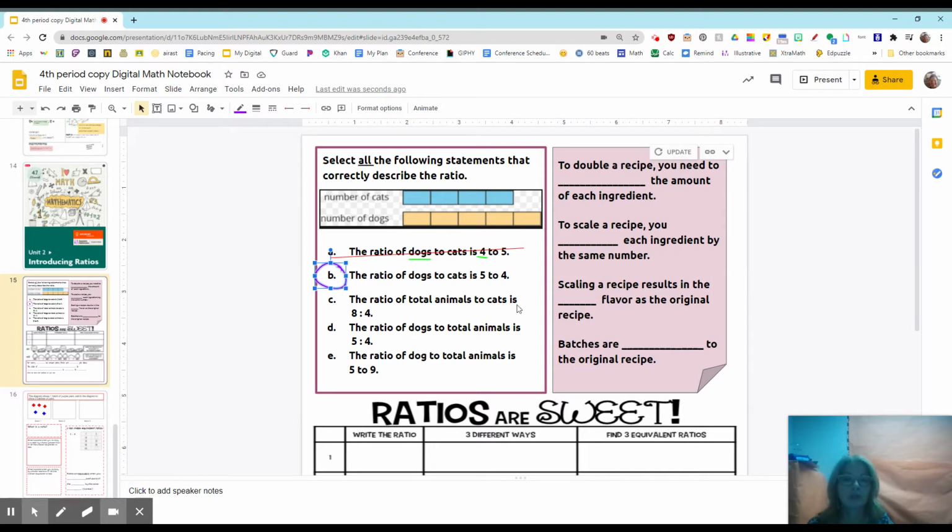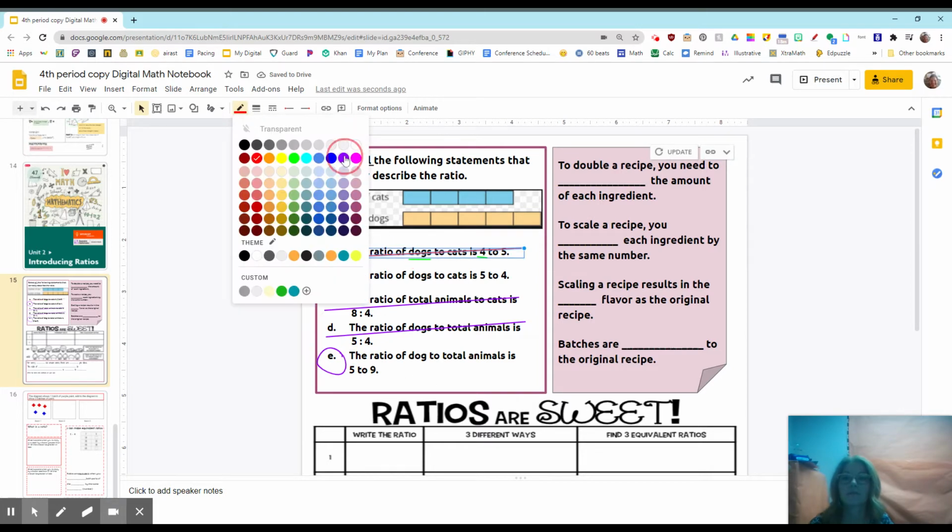Alrighty, ratio of total animals to cats is 8 to 4. If I count 1, 2, 3, 4, 5, 6, 7, 8, 9, there are not 8 total animals, so I know that would be incorrect. The ratio of dogs to total animals is 5 to 4. Well, there are 5 dogs, but there are not 4 total animals, so that is also incorrect. And then the ratio of dogs to total animals is 5 to 9. That is another true statement, so I would choose that as true. So we'll make this all look the same.